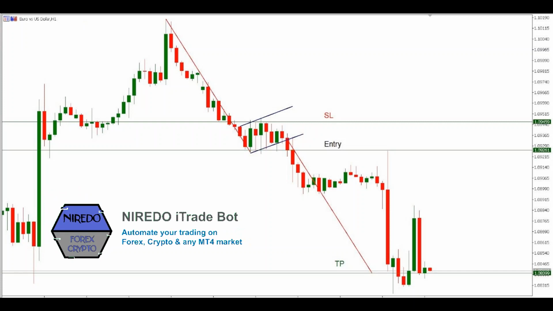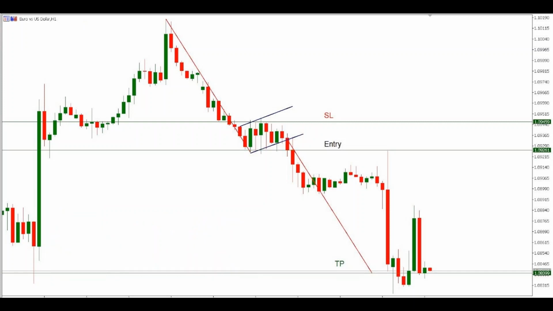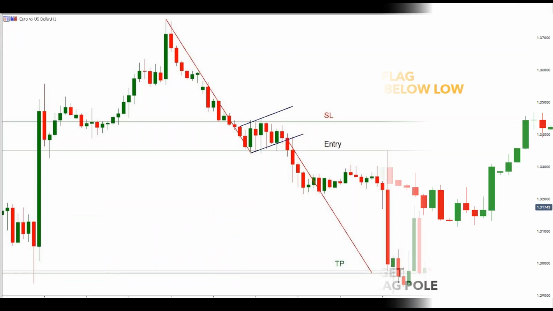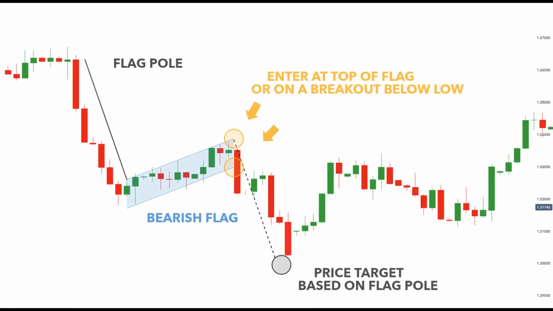You should set a stop loss order above the flag pattern to limit potential losses, in case the price breaks out of the pattern. As the trade progresses, you should monitor the price action to see if it follows the expected pattern. If the price breaks above the flag pattern, it may signal a continuation of the uptrend, and you should exit the trade. If the price continues to move lower, you may want to adjust your stop loss order to lock in profits, or move it down to limit potential losses.